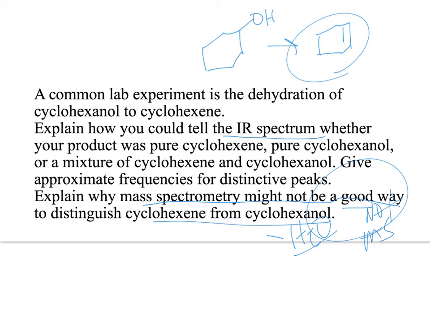So you would have this OH peak here, and it would be a broad peak. It would be pretty strong, about 3,300. And then in this alkene peak, you would see a carbon-carbon double bond, and it'd be moderate, around 1645.